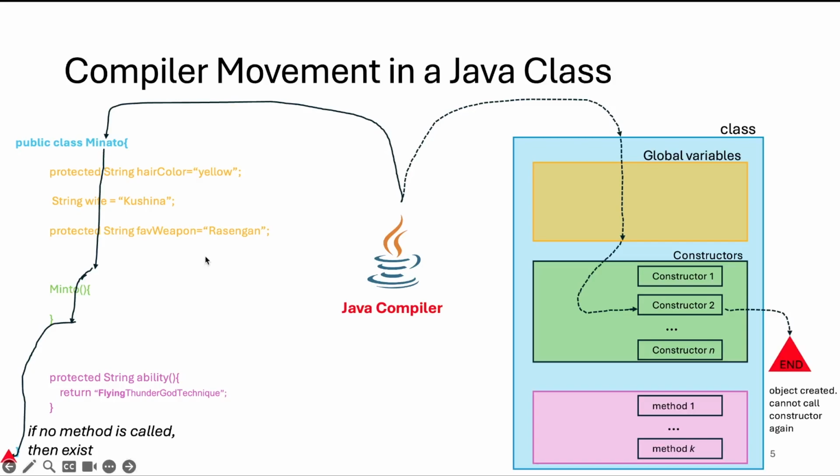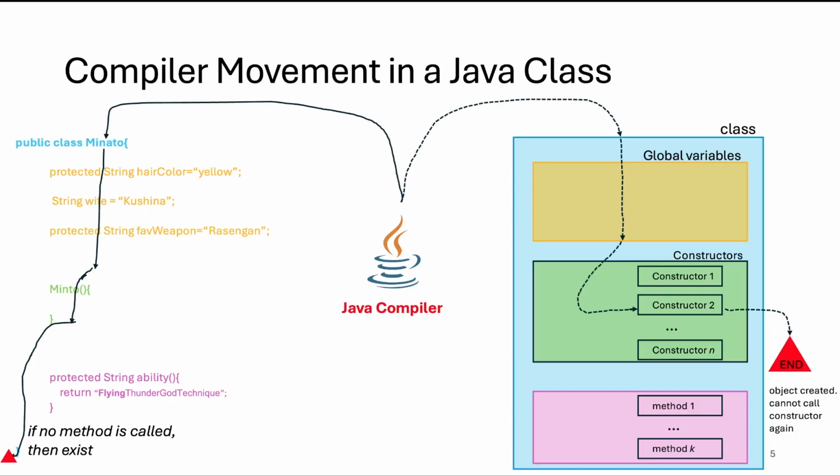Once the Java compiler comes out of a constructor, an object is created and the object creation process will end. It means you cannot call the constructor once again. An object has been created. So this is how the compiler moves and creates an object.